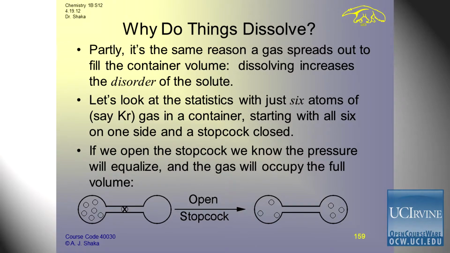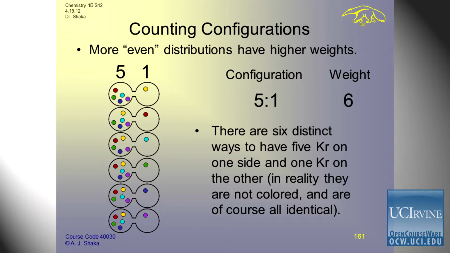So going back by 1, this has a weight of 1. There's only one chance of having 6 and 0. One possibility. Going on to the next, I have 5 possibilities of having 5 in the first and 1 in the second. And so this has a statistical weight of 6. It's 6 times more likely to see this than 6 and 0.